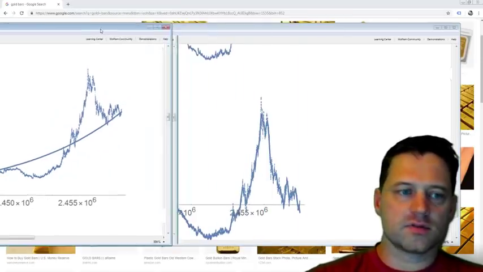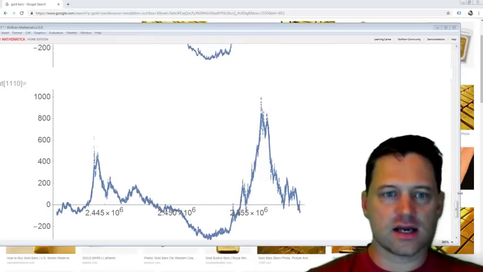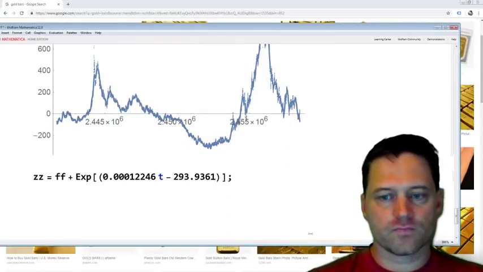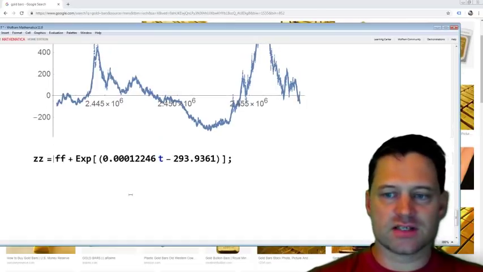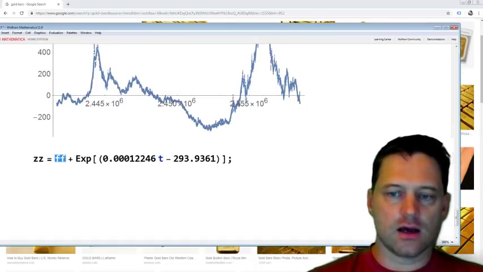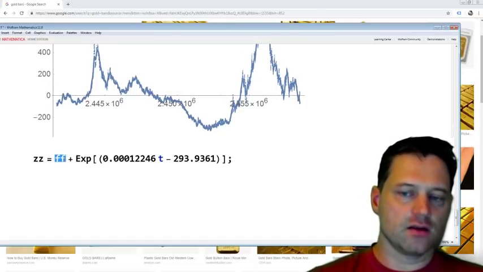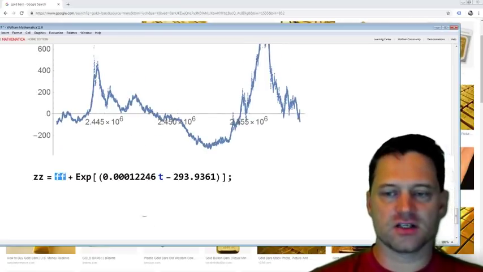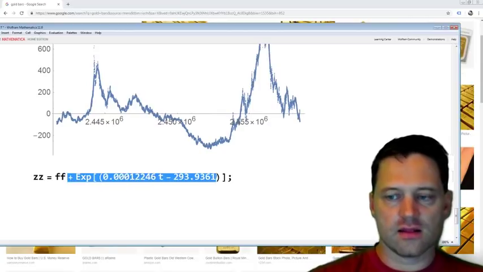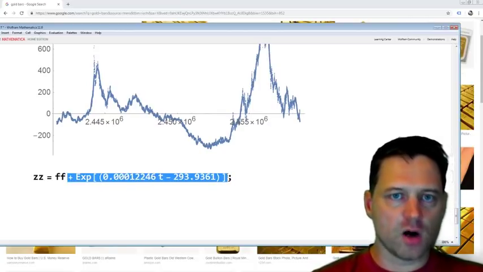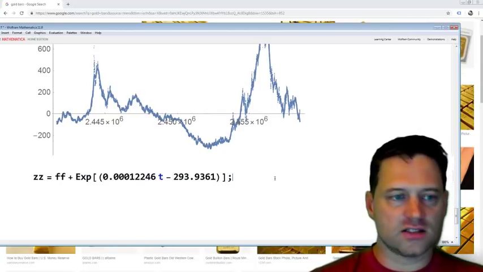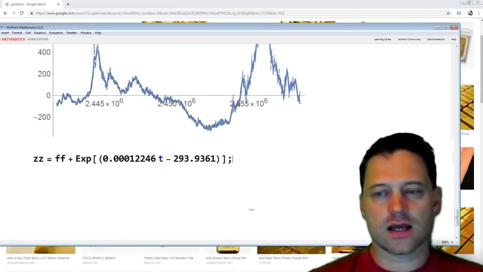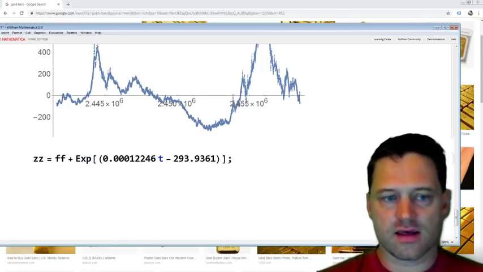So I'll take this back over, and then I'll paste the next piece of code under here. I'm calling this double Z. This double F here is what we just did. It's just the sum of these periodic functions. And then this is our exponential model of the price of gold over the last 45 years. So double Z is that.